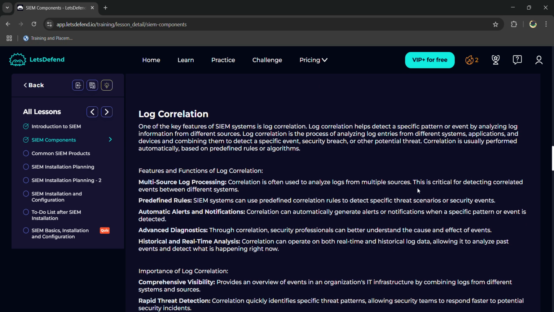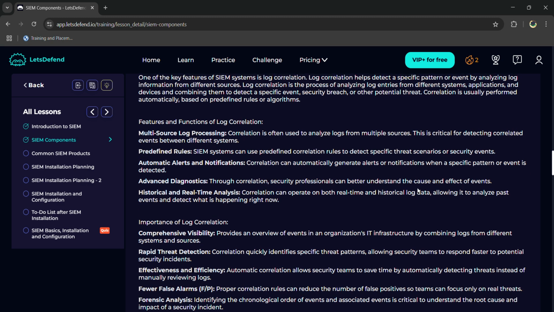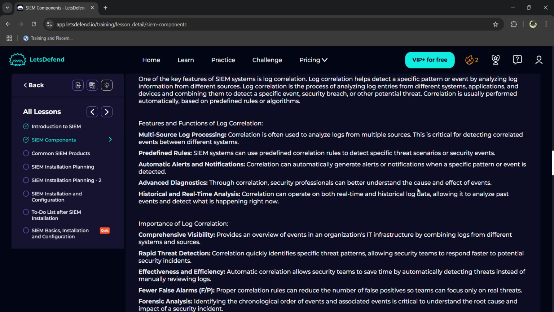It helps detect a specific pattern or event by analyzing the log information from different sources. So this is the process of analyzing log entries from different systems, applications and devices, and then we combine them to detect a specific event, security breach or any potential threat. What are the features and functions of log correlation?